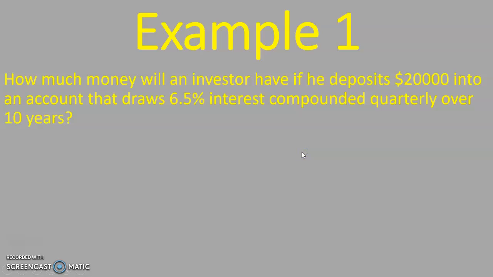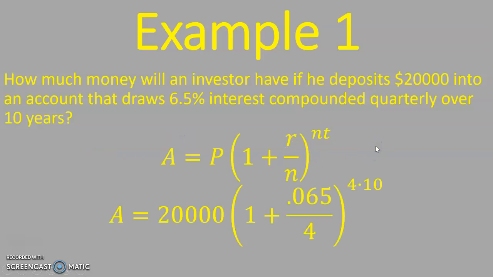So example 1, so you can see here, how much money will an investor have if he deposits $20,000 into an account that draws 6.5% interest, compounded quarterly over 10 years. So let's write the formula, and then we're going to fill the values in. So notice I put $20,000 in the principal position. 0.065 is your rate. Remember, that's not 6.5. That's 6.5%, which means 6.5 divided by 100. Move your decimal 2 positions to the left.